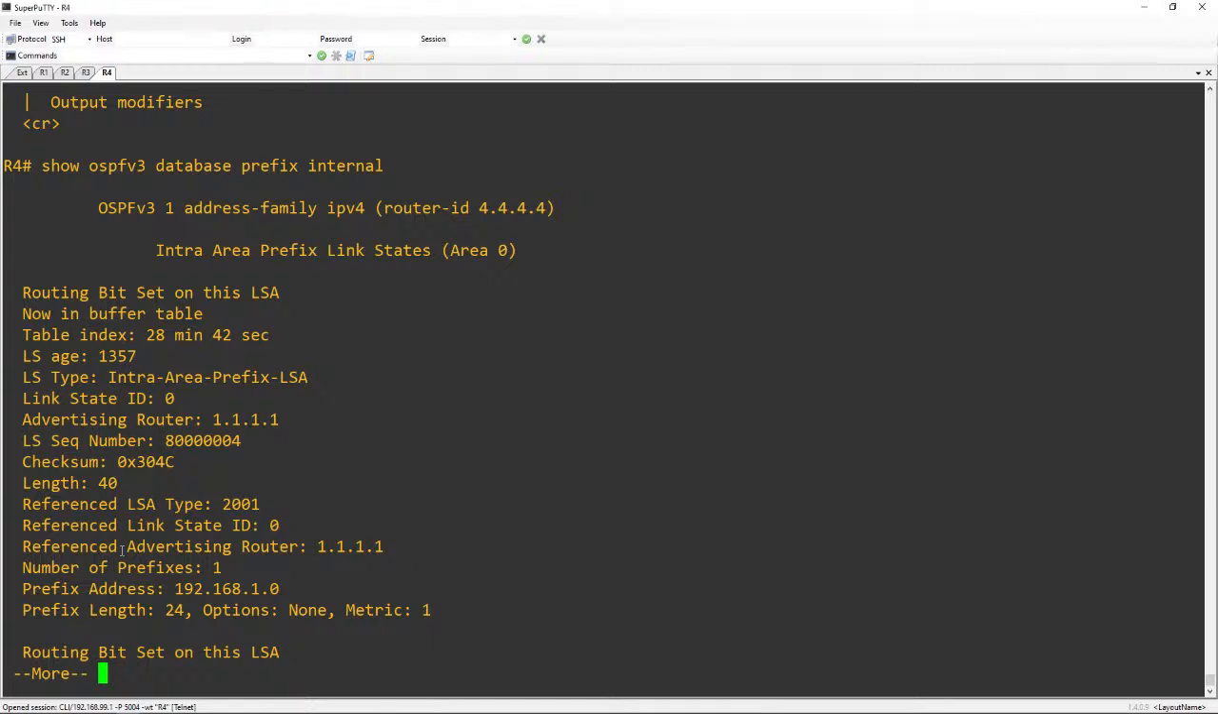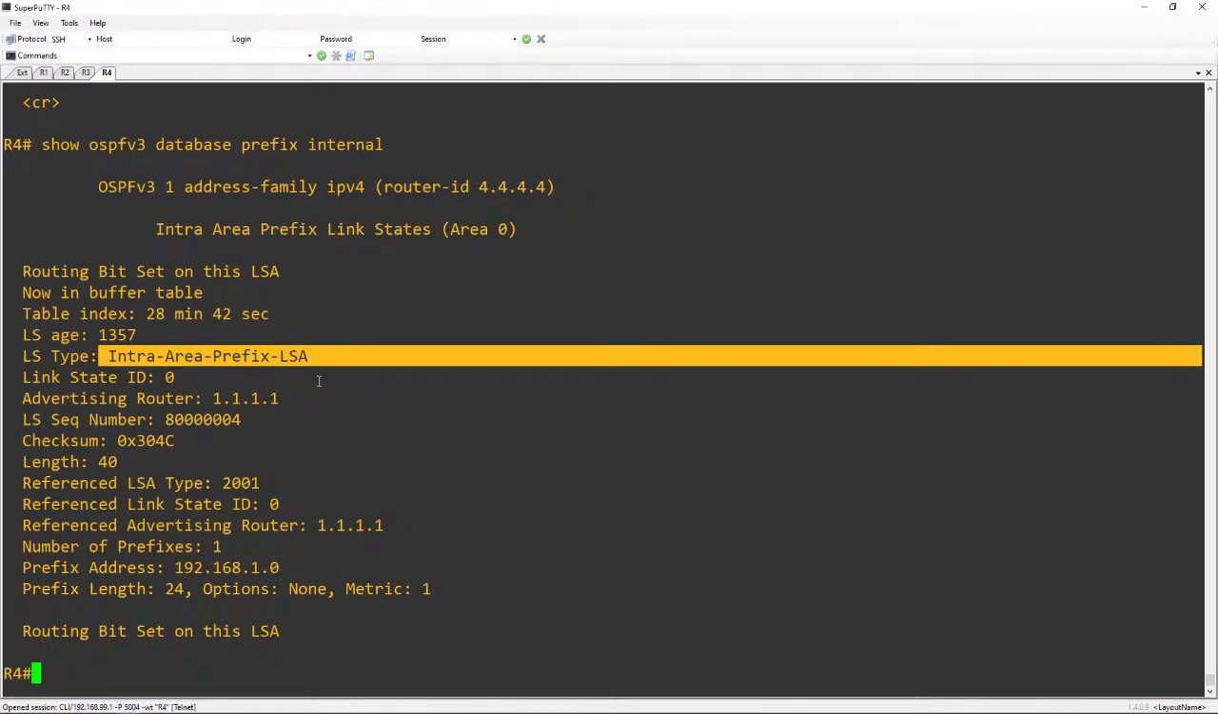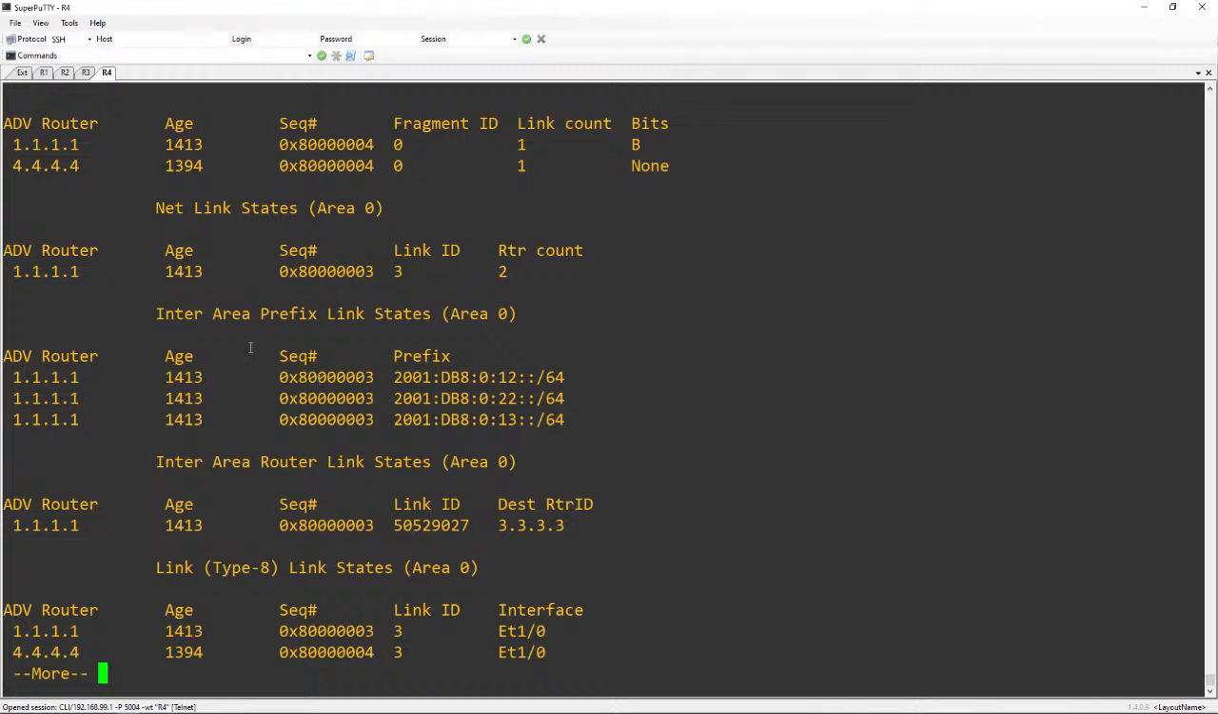Intra-area prefix. Yeah, there we go. Intra-area prefix LSAs. All right. I think I did that before. I don't know why I didn't show that. But yeah, we're looking for those intra-area prefix LSAs.